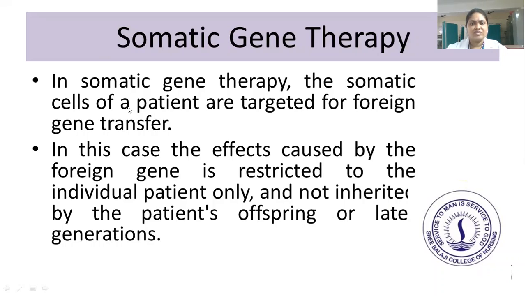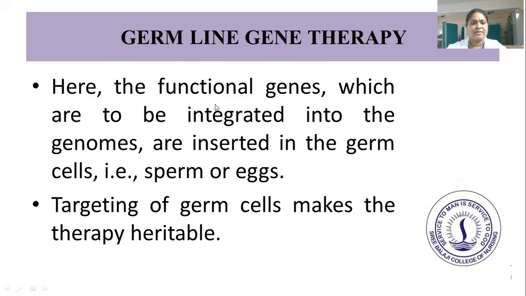We'll see what is somatic gene therapy. In somatic gene therapy, the somatic cells of a patient are the targeted cells for foreign gene transfer. In this case, the effect caused by the foreign gene is restricted to the individual patient only and not inherited by the patient's offspring or later generations. In germline gene therapy, the functional genes are integrated into the genome or inserted into the germ cells, that is sperms or eggs. The targeting of germ cells makes the therapy inheritable.